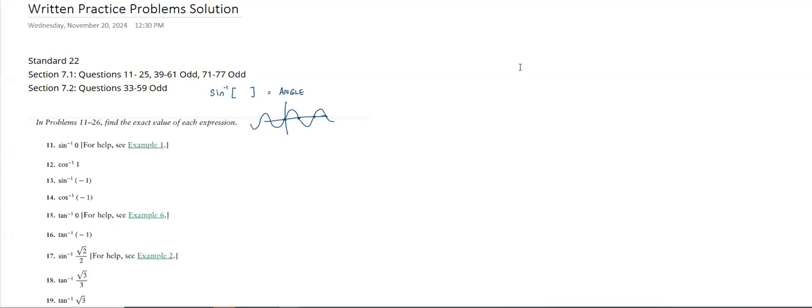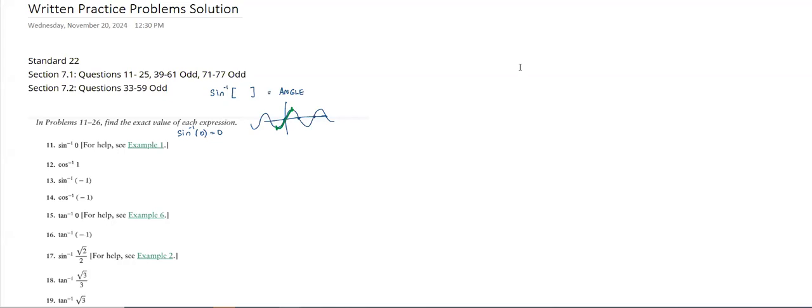However, we have restricted the range of the inverse function for sine to be between negative pi over 2 and positive pi over 2. So this is the interval in which we have defined it. In that interval, the only answer that we have is 0. Then we have cosine inverse of 1.